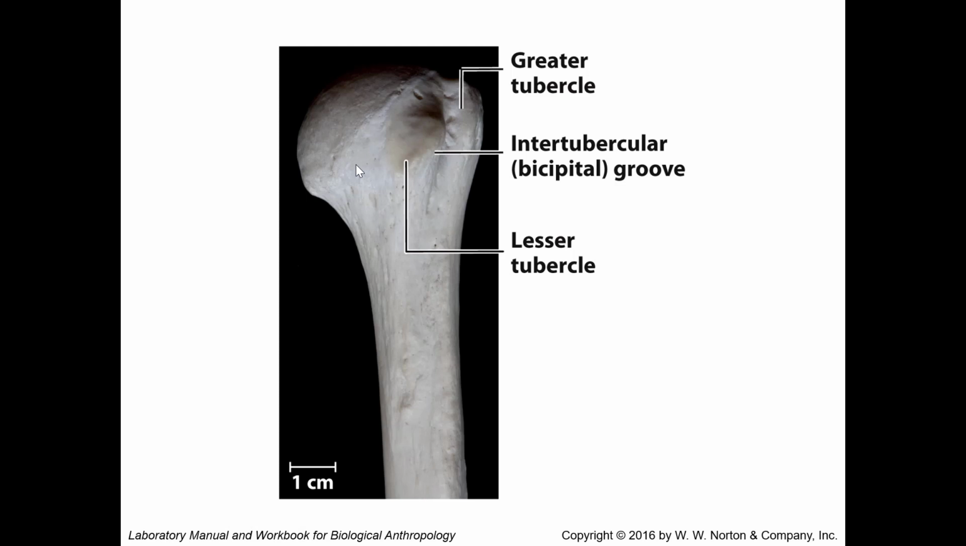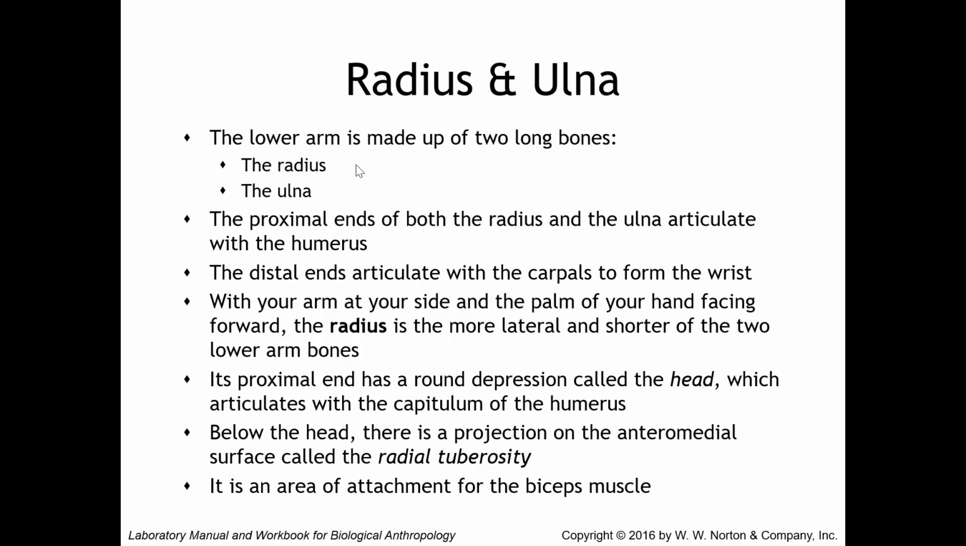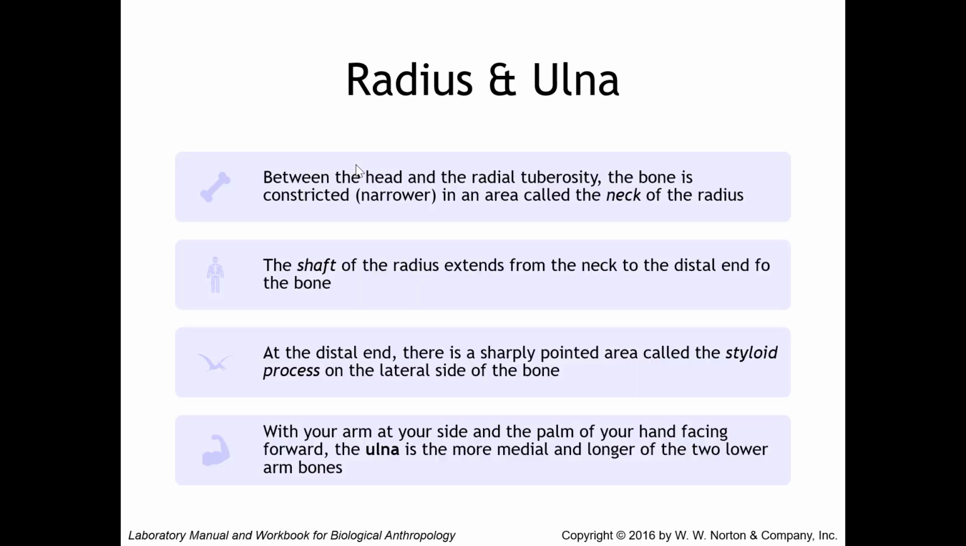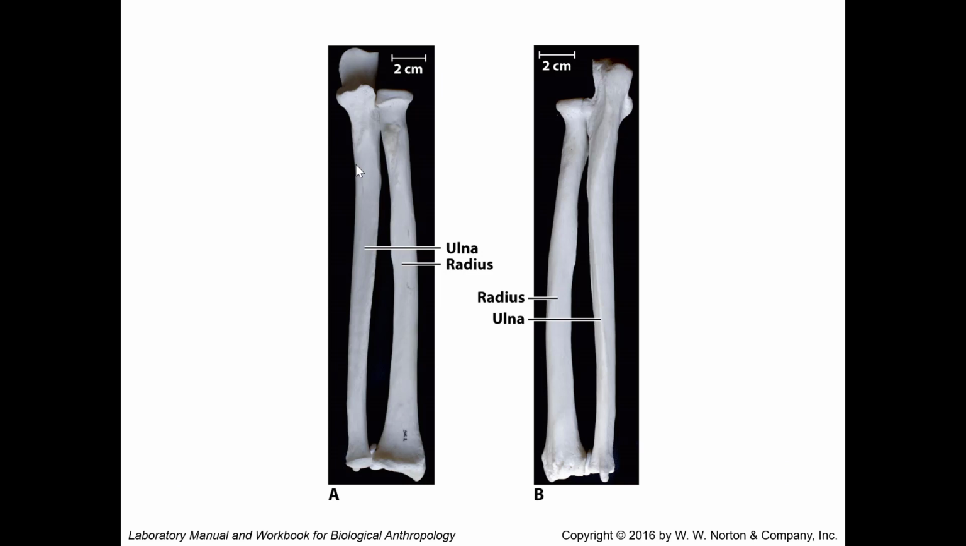So moving now more distally, or more inferiorly, we have the radius and the ulna. The lower arm is made up of these two long bones, the radius and the ulna. The proximal ends of both the radius and the ulna articulate with the humerus. The distal ends articulate with the carpals and they form the wrist.